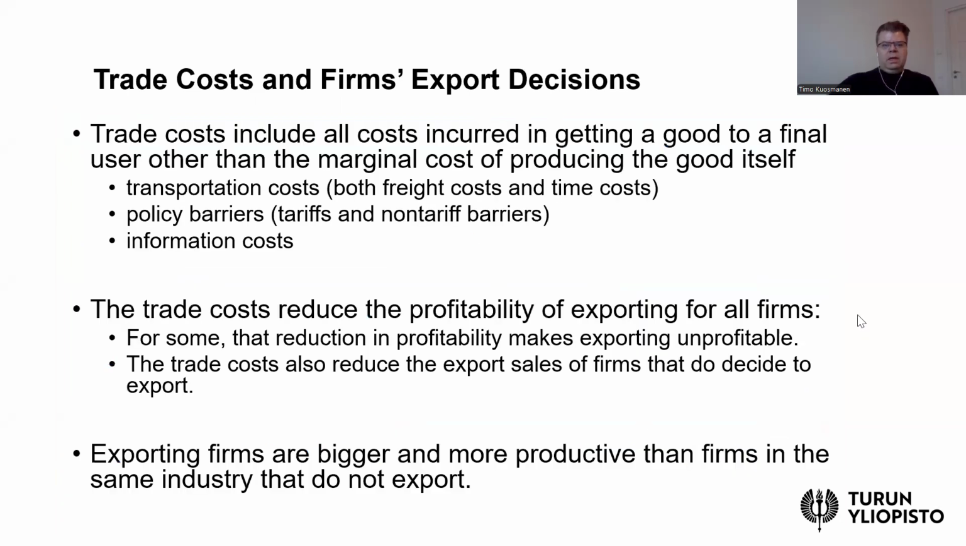So in general, what do we mean by the trade cost? This includes all different types of costs incurred in getting a good to a final user, other than the marginal cost of producing the good itself. Obviously there's transportation costs, and these include both the freight, but also there's time cost, because it takes time from when this good has been produced until the final consumer makes the payment and payment is received. So there is some inventory involved during this transportation.